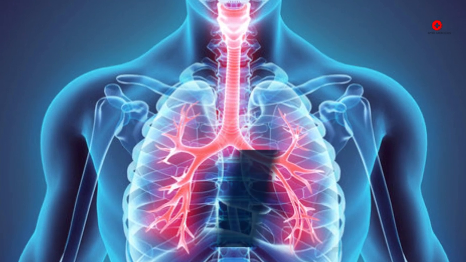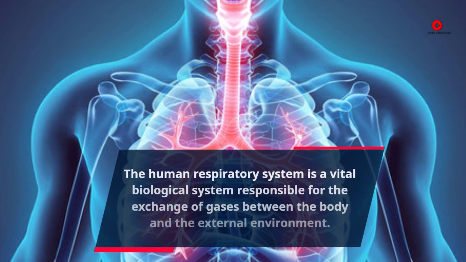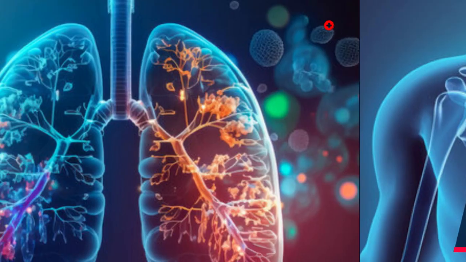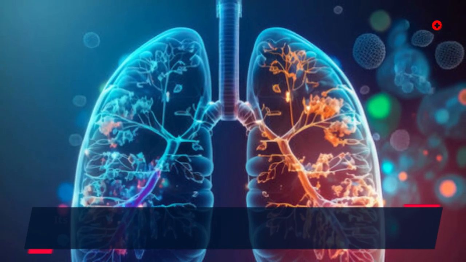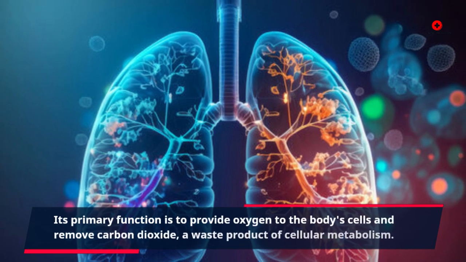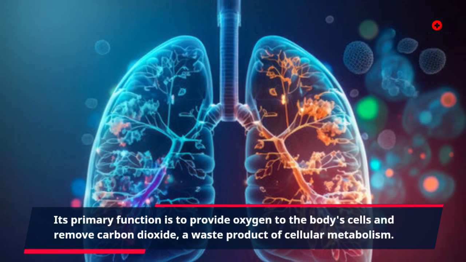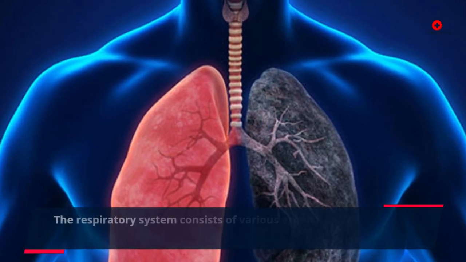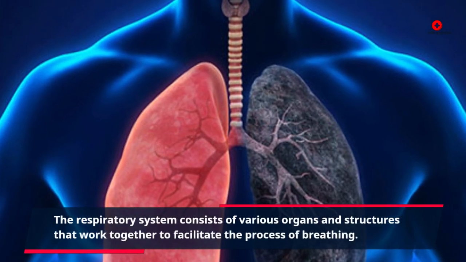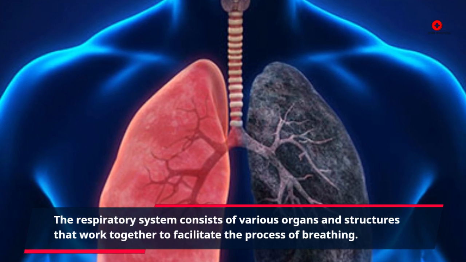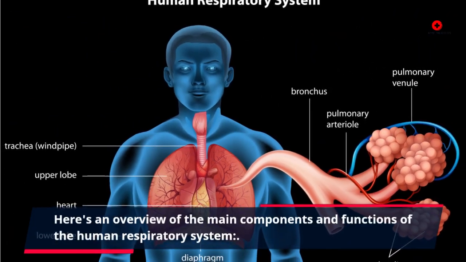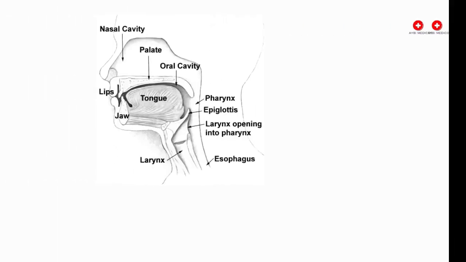The human respiratory system is a vital biological system responsible for the exchange of gases between the body and the external environment. Its primary function is to provide oxygen to the body's cells and remove carbon dioxide, a waste product of cellular metabolism. The respiratory system consists of various organs and structures that work together to facilitate the process of breathing. Here's an overview of the main components and functions of the human respiratory system.